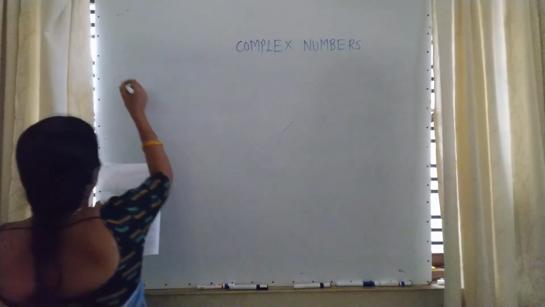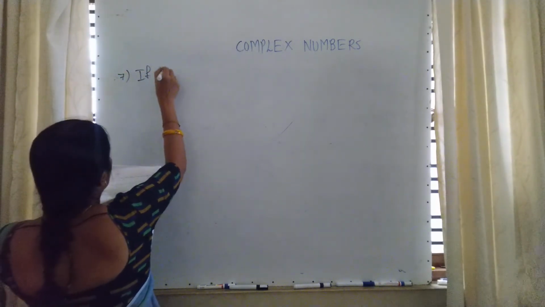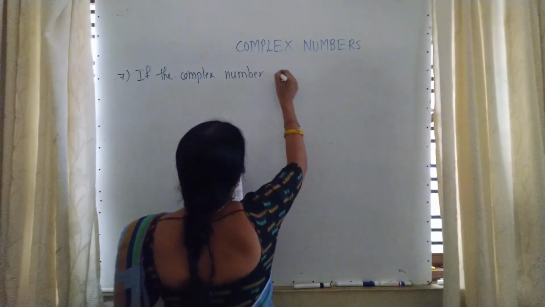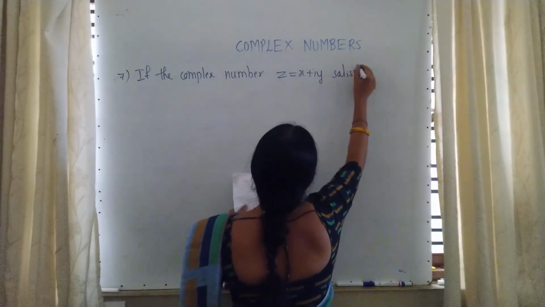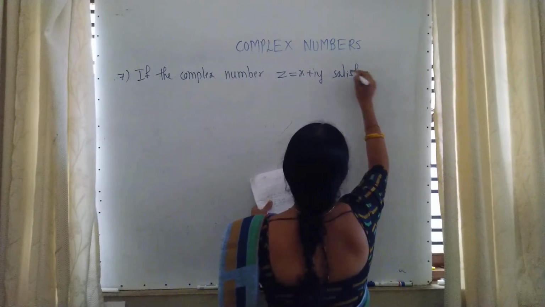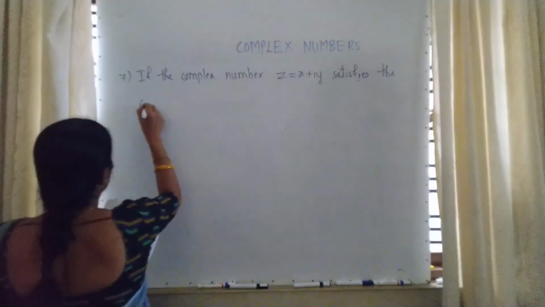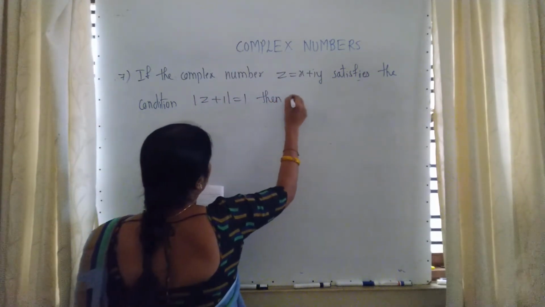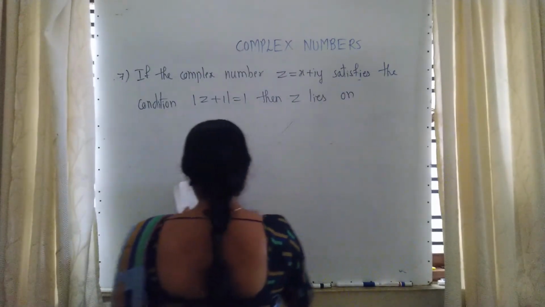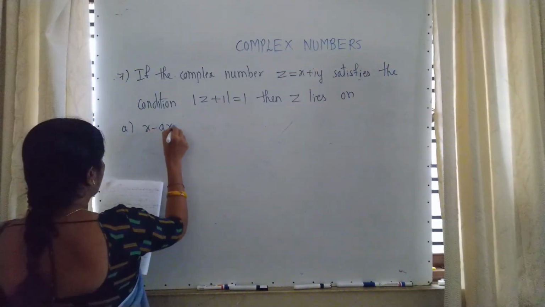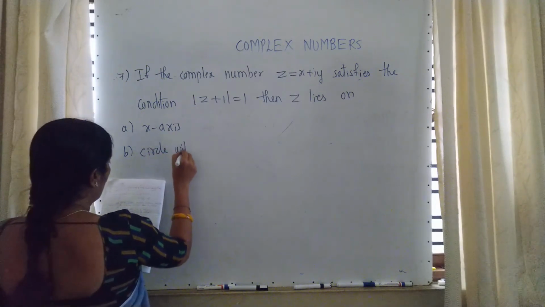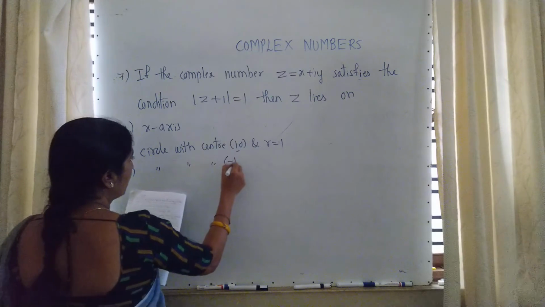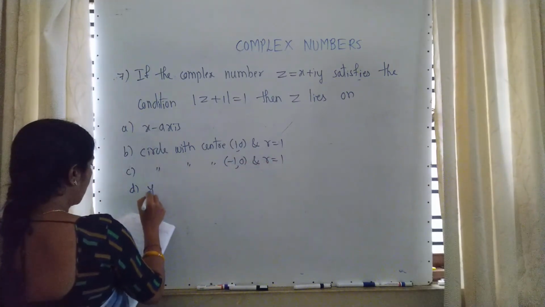Moving to the next question, the 7th one. If the complex number z is equal to x plus iy satisfies the condition modulus of z plus 1 is equal to 1, then z lies on: first one x axis, second one circle with center (1, 0) and radius 1, third one circle with center (minus 1, 0) and radius 1. Next one is y axis.